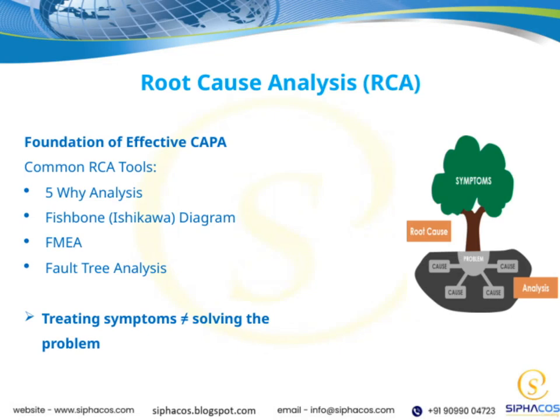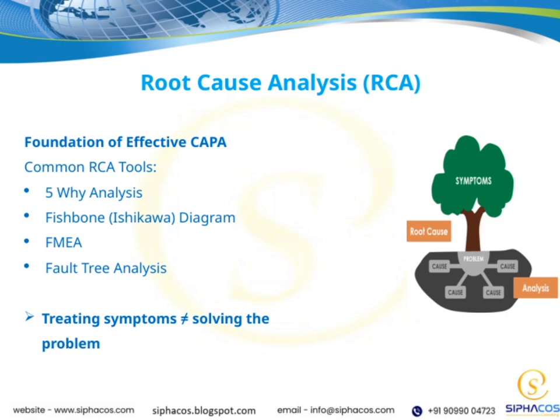Let's take a closer look at the foundation of effective CAPA. When we talk about root cause analysis tools, there are several common methods that can really help us get to the bottom of issues. One of these is the 5 why analysis, which involves asking why multiple times to peel back the layers of a problem. Then there's the fishbone, or Ishikawa diagram, which helps us visually map out all possible causes in a structured way. FMEA, or failure mode and effects analysis, allows us to anticipate potential failures and their impacts before they happen.